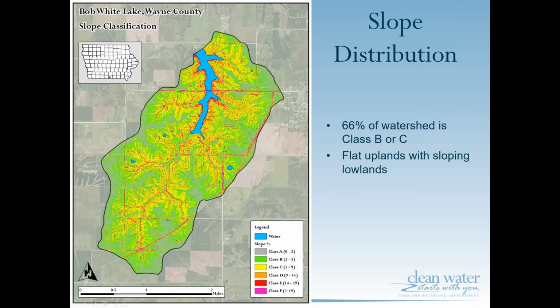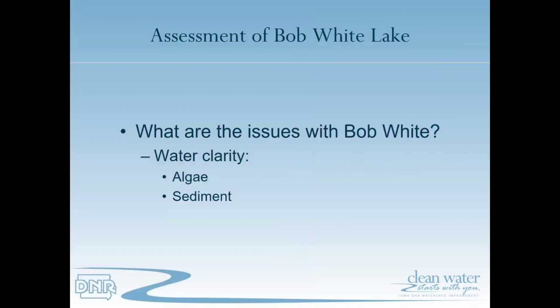So the combination of land use assessment, soil type, and slope will help determine the extent and impact that surface runoff, subsurface drainage, and other causes of pollutants to the lake make it to the lake and impact the water quality expectations, as described more in detail in the document. So now we are to the assessment of Bob White Lake.